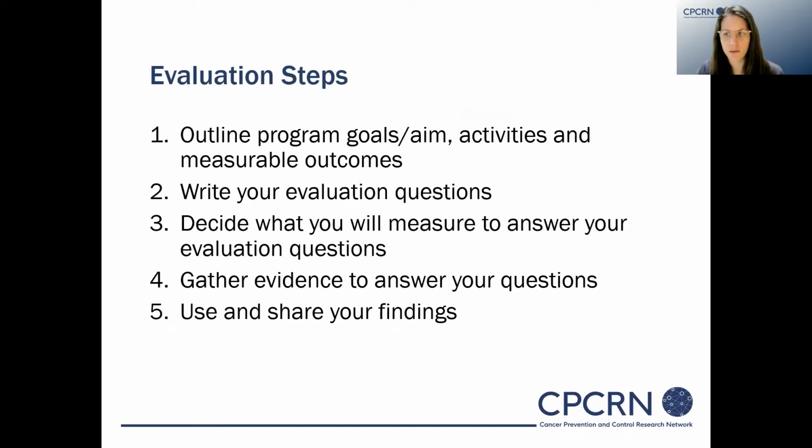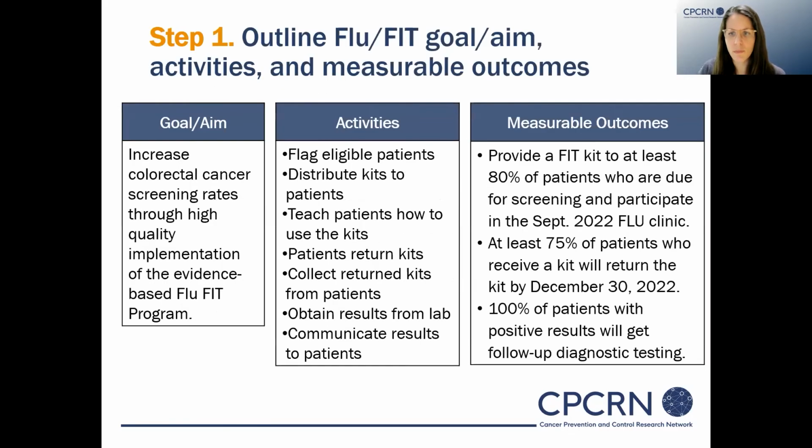First, we're going to outline what you already know about your intervention, such as your program goals and aims, your measurable outcomes and activities. Then using that information, we're going to talk about how to write our evaluation questions. And in step 3, we'll talk about deciding what to measure to answer those questions. In step 4, we'll discuss gathering the evidence that you need for each measure. And last but not least, in step 5, we'll briefly discuss using and disseminating your findings.